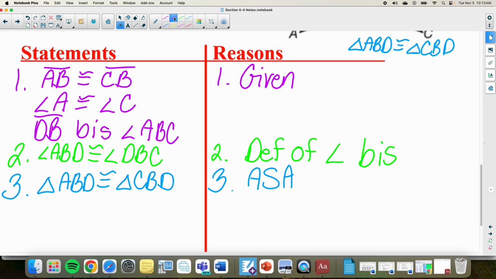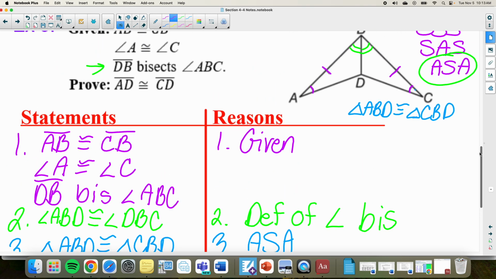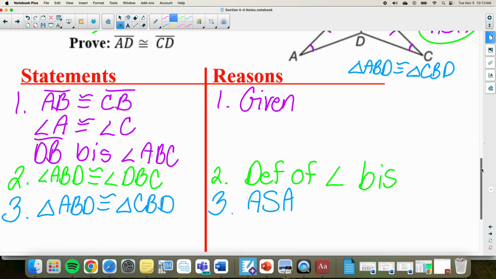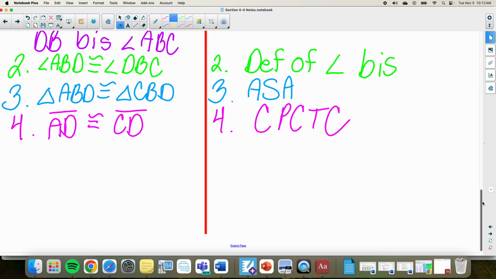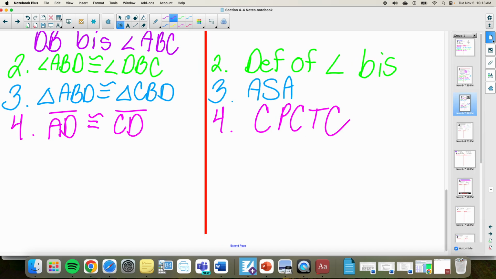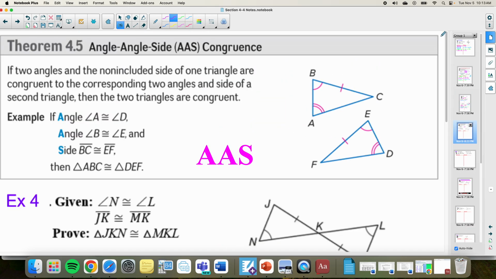Now, we're to the point where we can bring down our proof statement, and that is AD is congruent to CD, and that is by CPCTC, okay? All right, we have 3 more.